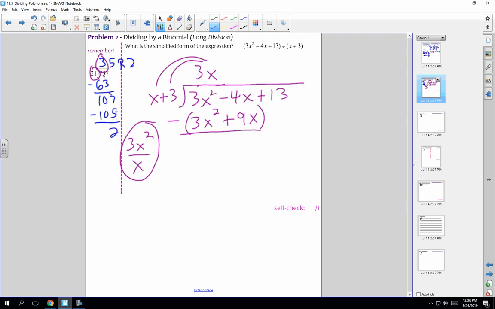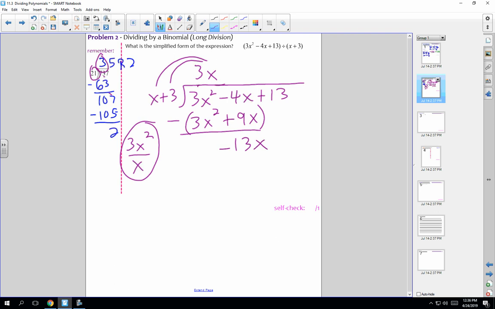What's 3x squared minus 3x squared equal? And this will happen every single time. It's equal to 0. If you've done your division right, this will always cancel out the first terms. But then the second term won't. Negative 4x minus 9x. What's negative 4x minus 9x? Negative 13x.